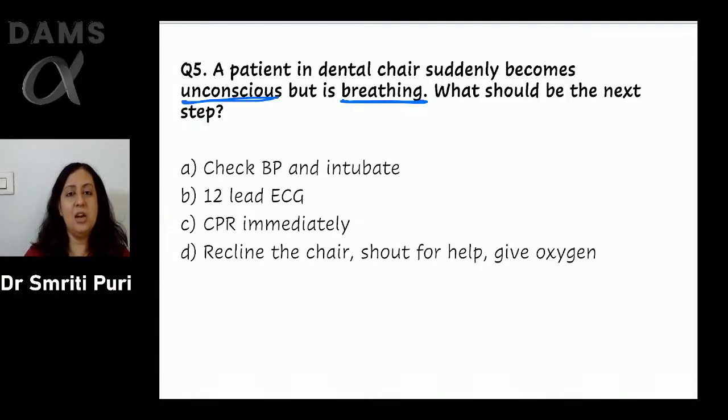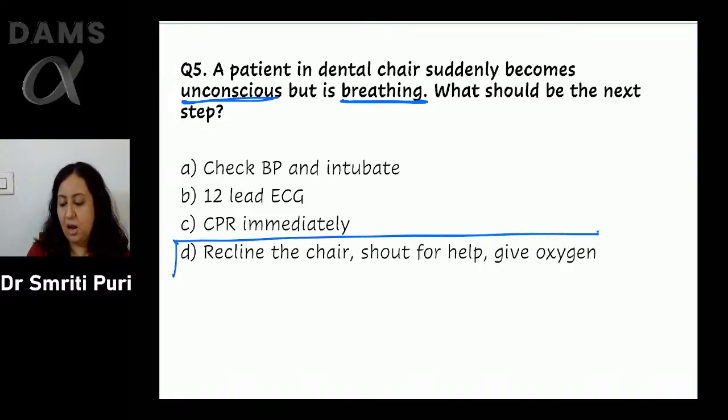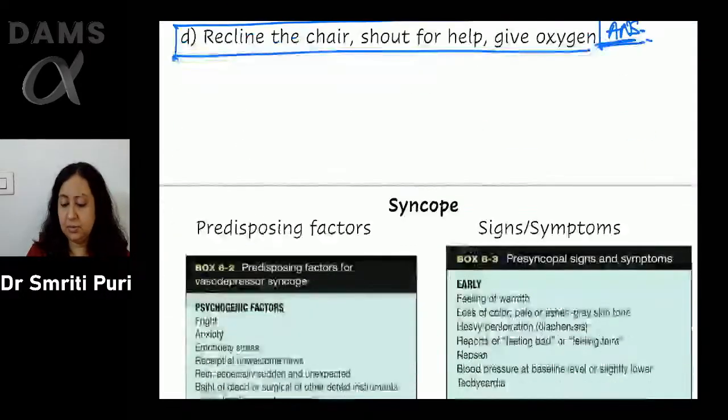Okay. CPR again, if the patient is pulseless, is not breathing, is completely unresponsive, you will start CPR. And you will intubate the patient only if the patient's GCS is less than 8, the patient is completely unresponsive and you cannot establish A, B or C. Okay. So here, recline the chair, shout for help and give oxygen. This is the correct answer here.